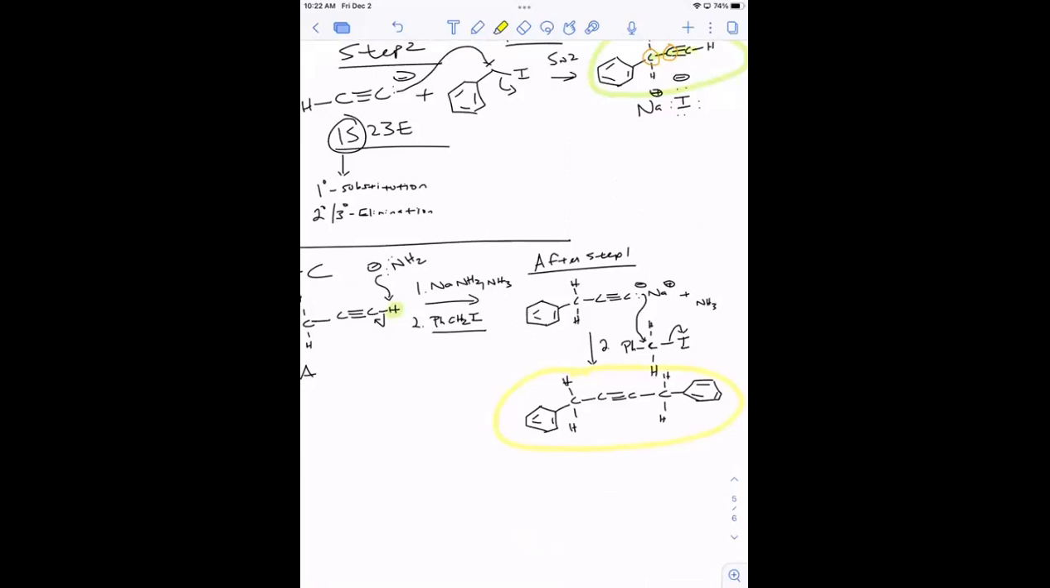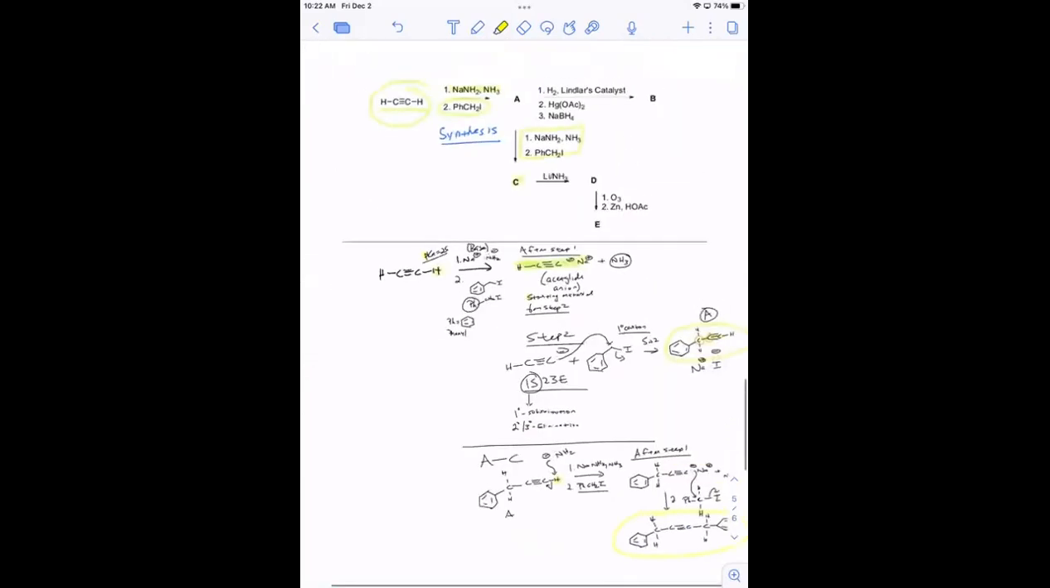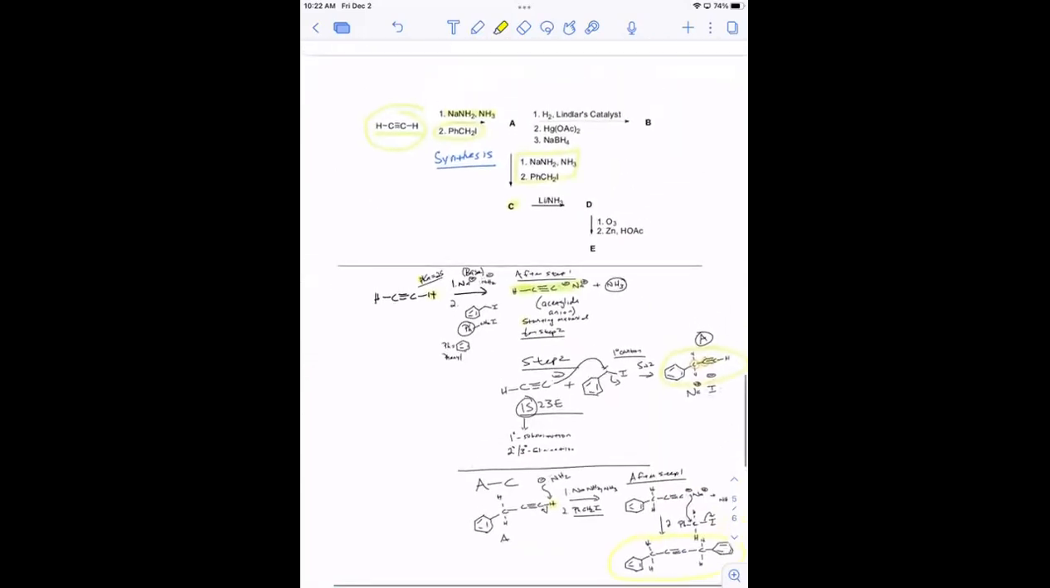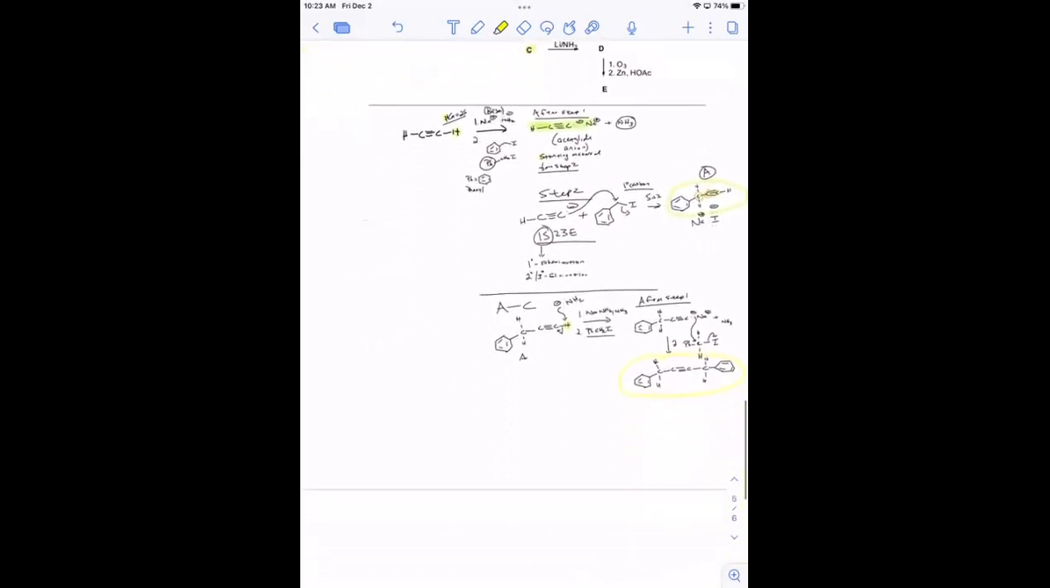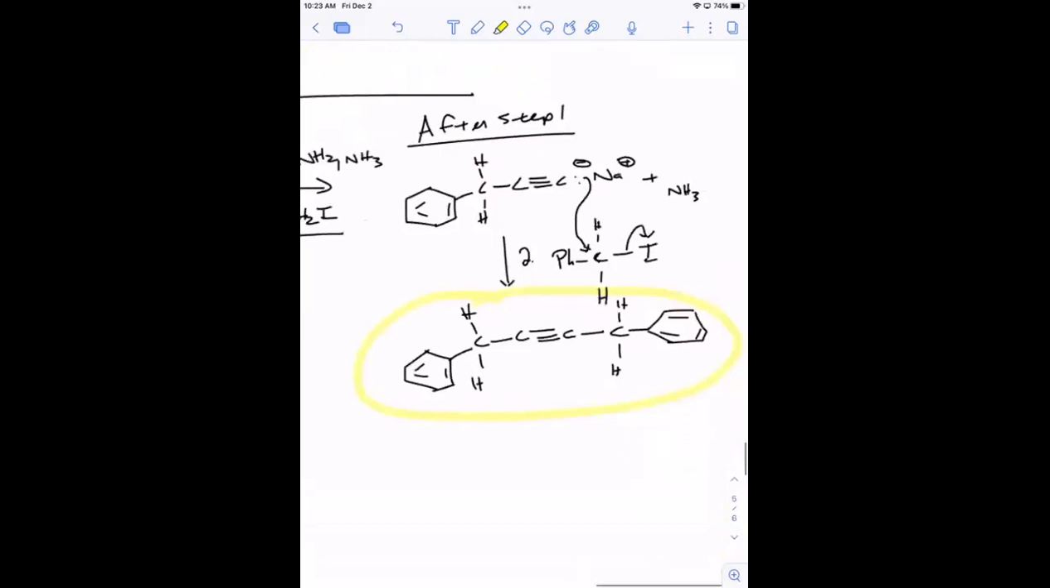So to go to A, we did that, and then A became the start material for C. So we just reacted that again under similar conditions, and this is what we got. Questions?